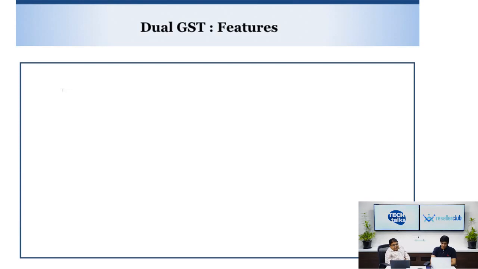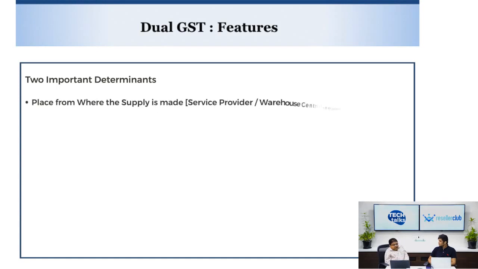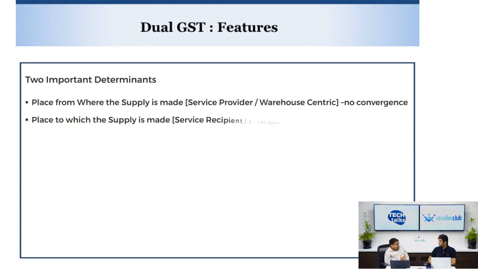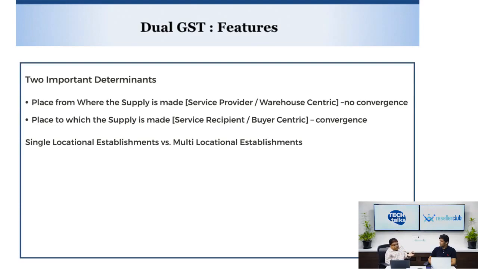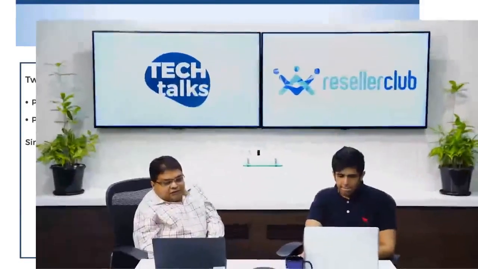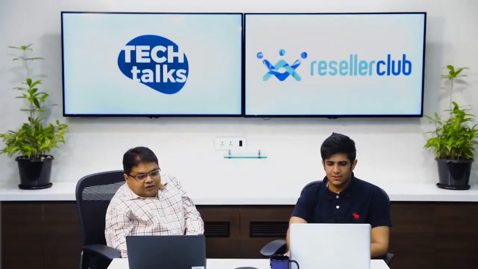Then, if I take you through my sixth slide, which speaks about the dual GST features: in the GST regime, the main thing is the place of supply, where there has been no convergence as such. And then it's the place to which the supply is made. So these are the two basics.